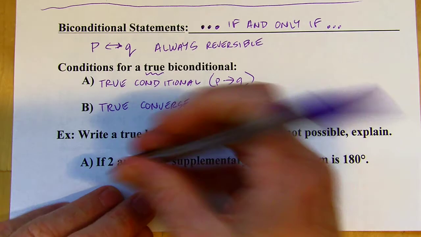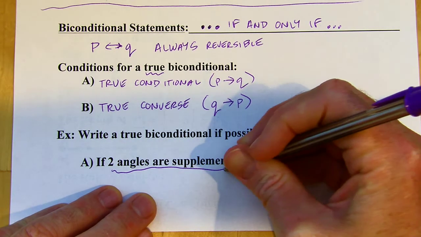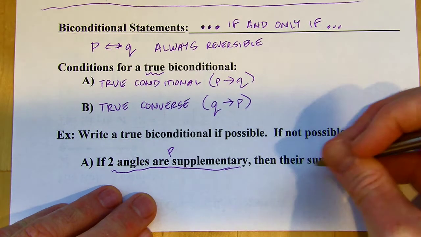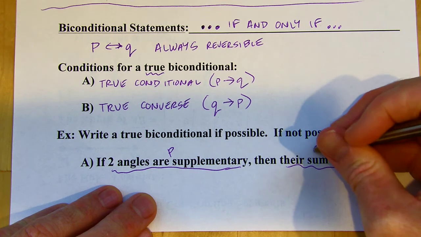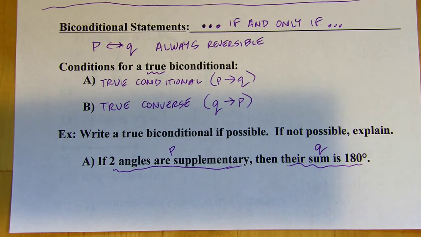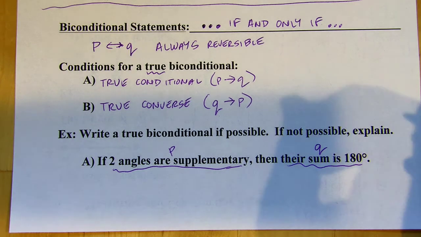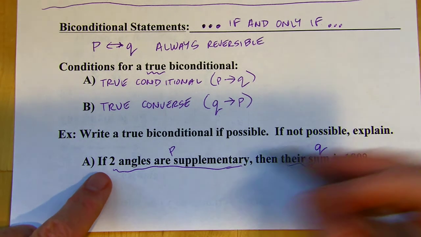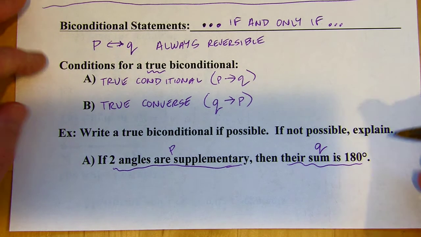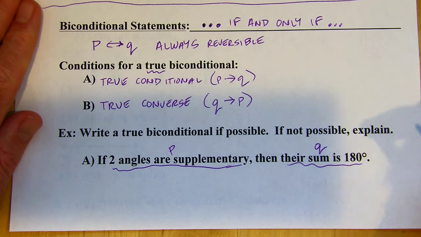Okay, so I've got two angles are supplementary is the hypothesis part. Their sum is 180 degrees is the conclusion. Okay, so I'm going to think about if this works. So as this is written right now, if two angles are supplementary, then their sum is 180 degrees.